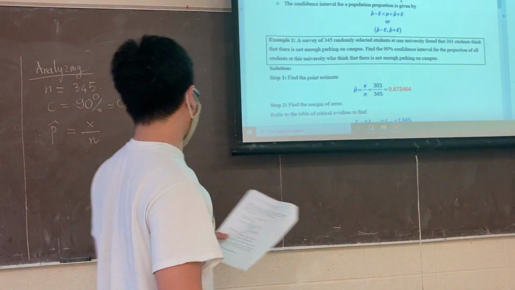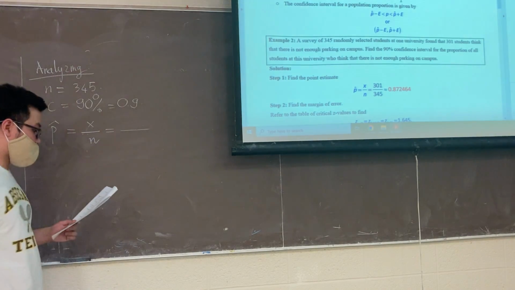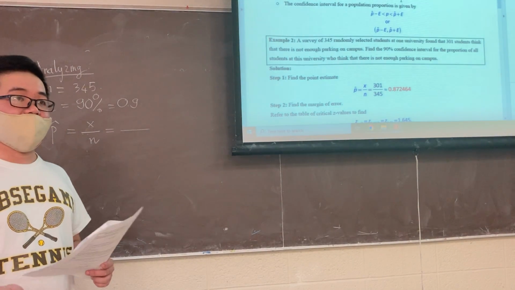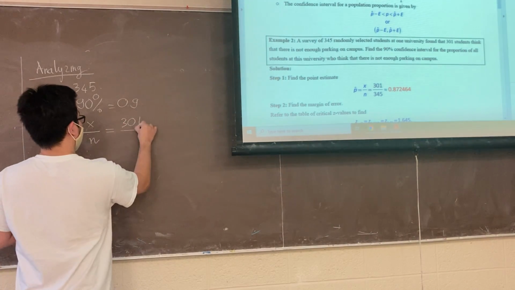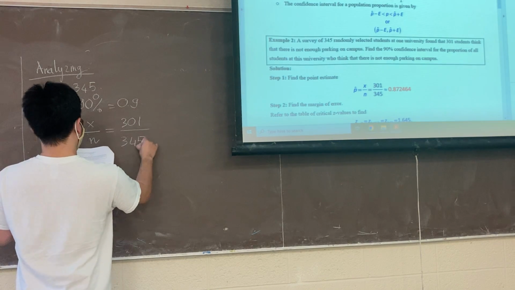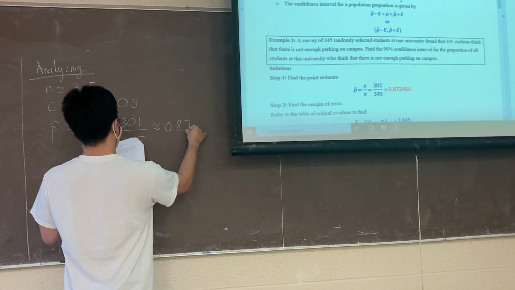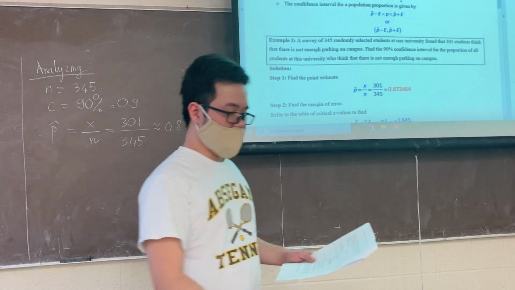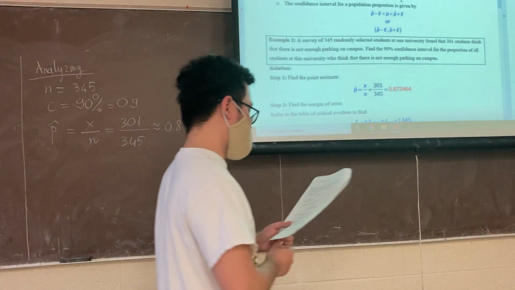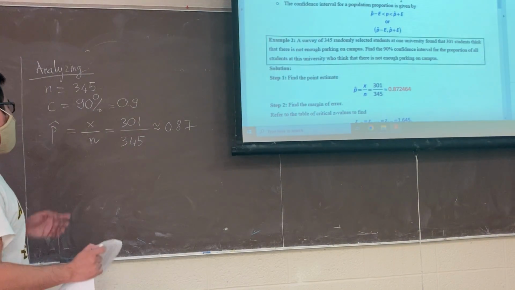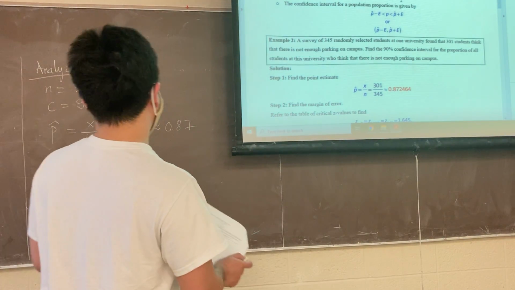So could you tell me what is the sample proportion in this case? How to calculate this? Okay, look again. Put 301 over 345, and then we will get the value 0.87, right? It's not difficult to find the sample proportion, right? We have all the information about the proportion, and the n.